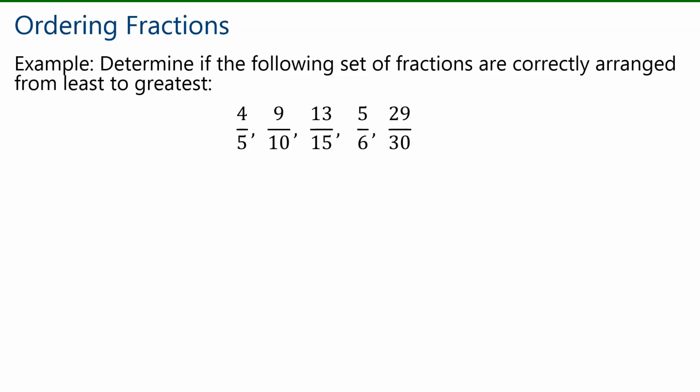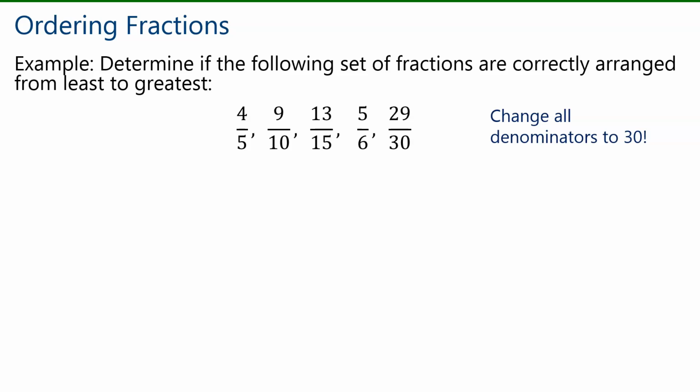One of those ways is to find equivalent fractions and find a common denominator. And that's what we're going to do here. We're going to change all of our denominators to 30. Because when I look at the denominators that we have here, 5, 10, 15, 6, and 30, I see that they can all be evenly divided into 30.